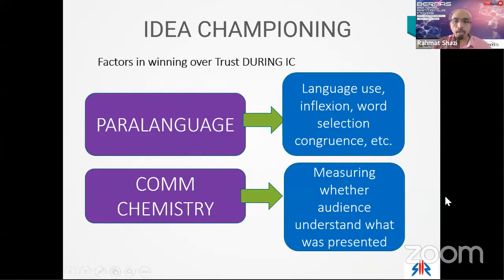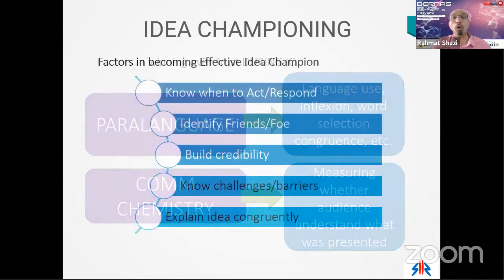Now, finally, communication chemistry. Measuring whether the audience understands what you mentioned. This is a skill set that's lacking, not just in engineering students, across the board, actually, that we've discovered. For your information, I've been involved in reskilling graduates into high-value industries like aerospace, space, IT, as well as building information modeling. And we find that a lot of graduates lack this ability to understand whether what they said, what they presented, the audience understood. So this is something that we can look at. And this is what BERNAS is part of. BERNAS will train our candidates in the cognition, paralanguage, and communication chemistry. This is exactly what we're doing. One of the things we're doing.